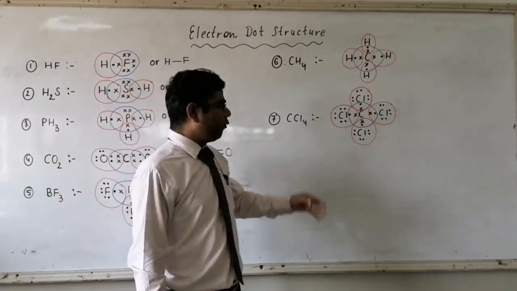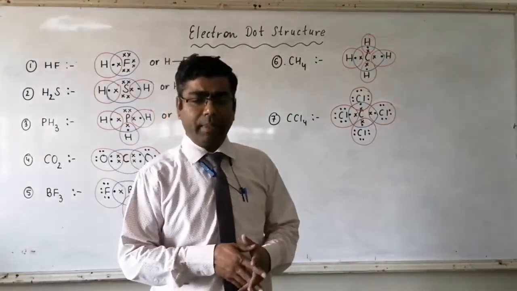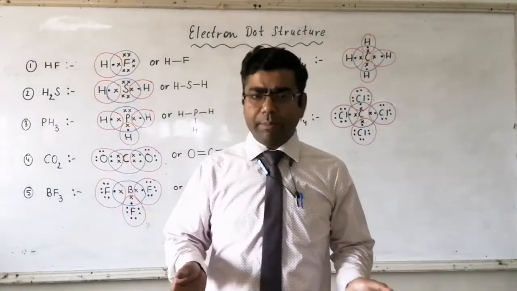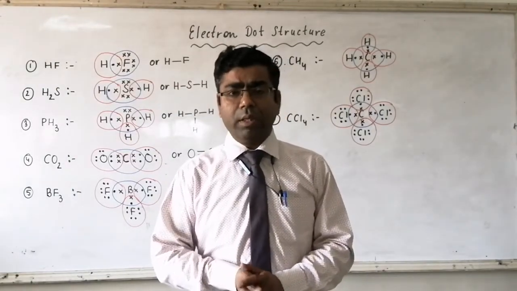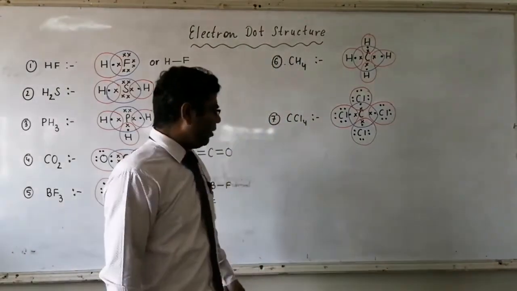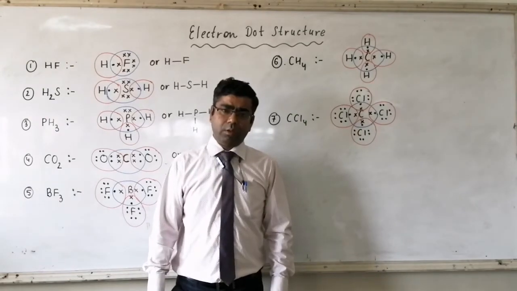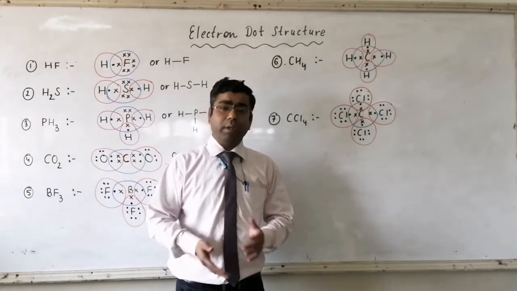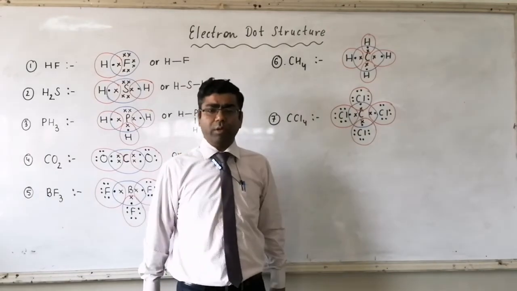Then we have CCl4. Chlorine, its atomic number is 17. The electronic configuration can be written as 2, 8, 7. There are 7 electrons. Chlorine requires 1 electron for octet completion. So definitely, chlorine will share its 1 electron with the electron of carbon. So carbon will be surrounded by 4 chlorine atoms. Each chlorine is contributing 1 electron for bond formation or for sharing.